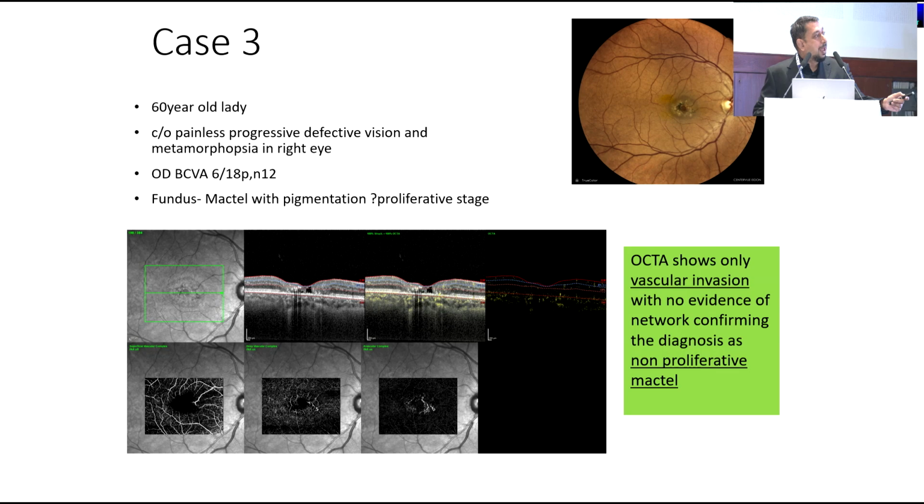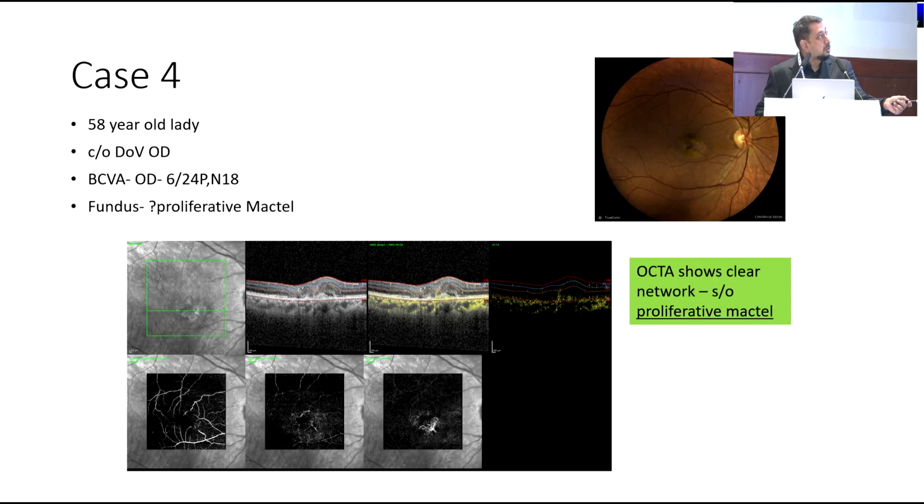Now talking about MACTEL, we all know about MACTEL. You can see pigmentation, and you doubt whether this is a proliferative stage. Here you see vasculature in the avascular zone, but this is still not a CNVM. This is because of the subsidence, that is the downward shifting of the vessels because of atrophy, and this is still non-proliferative with vascular invasion. It's a new concept to deal with.